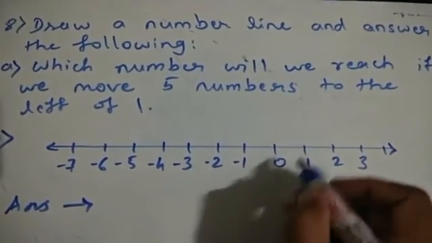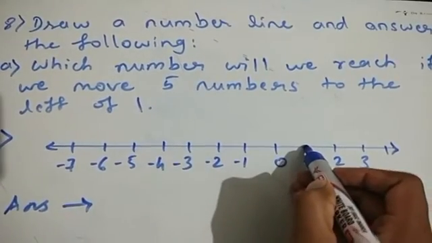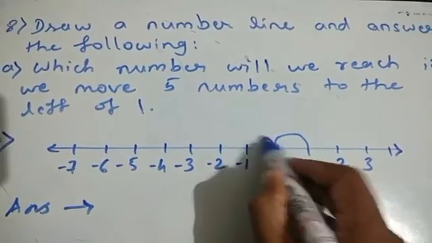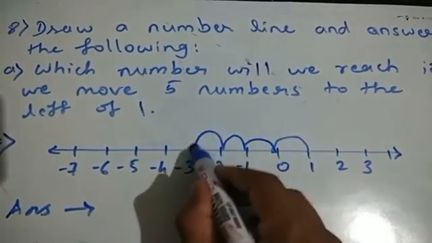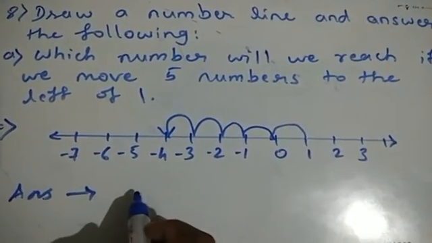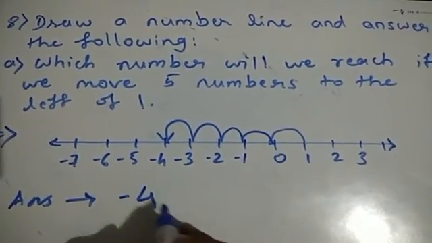See here students, start from 1 and make 5 jumps towards the left hand side. 1, 2, 3, 4 and 5. So where do we reach? We reach at -4. Therefore what will be the answer? -4 will be the answer.